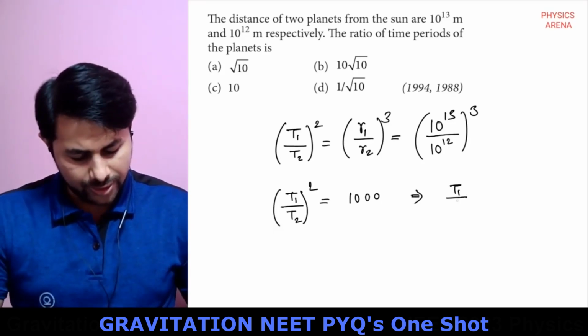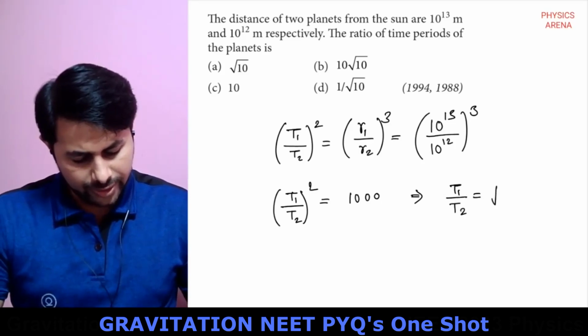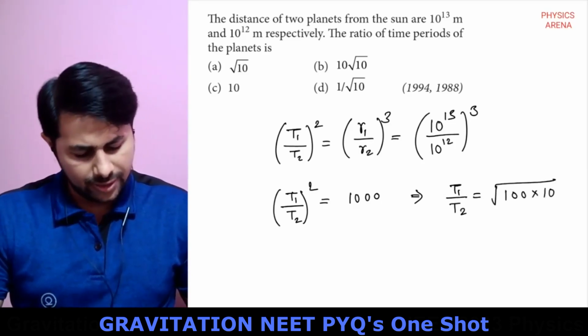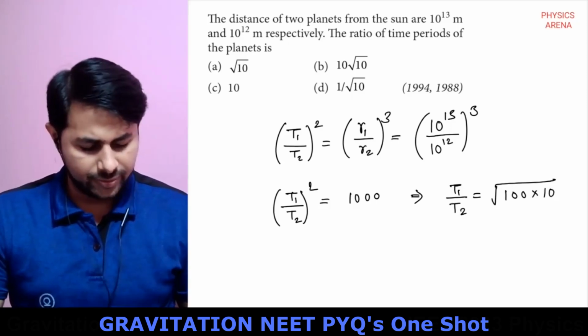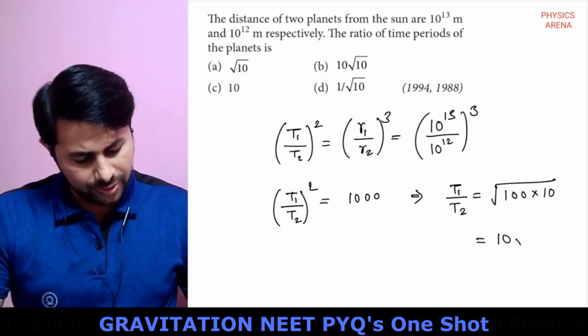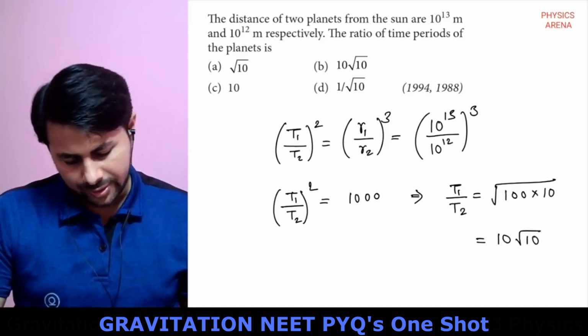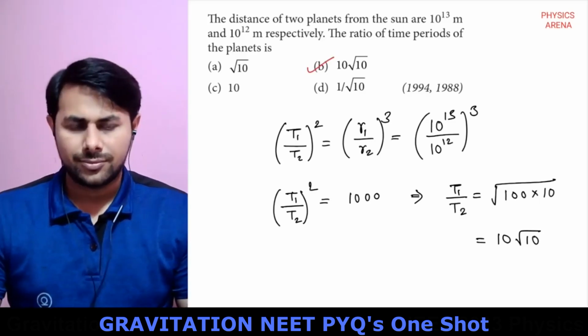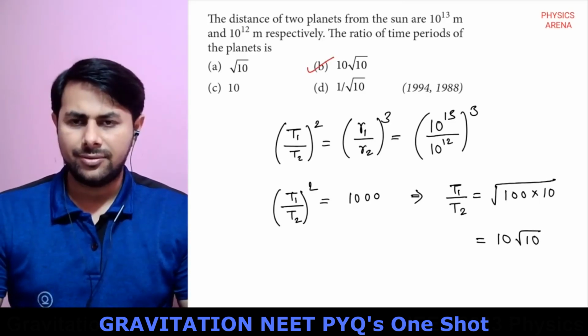So T1 upon T2 equals the square root of 1000. And 1000 can be written as 100 times 10. The square root of 100 is 10. So this is equal to 10 root 10. Okay, option B. Right?